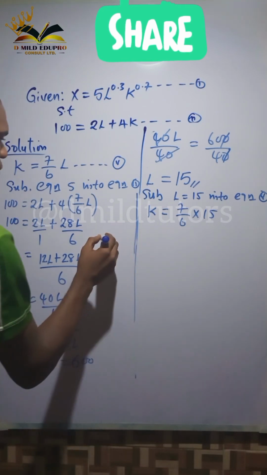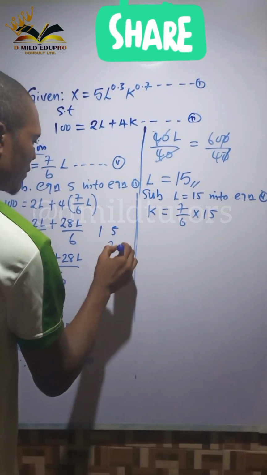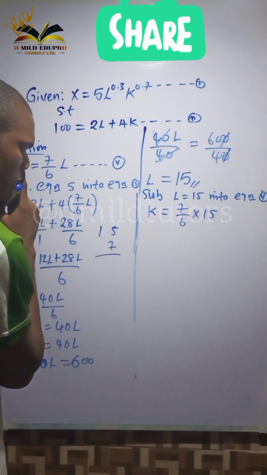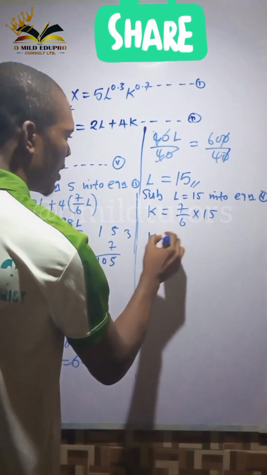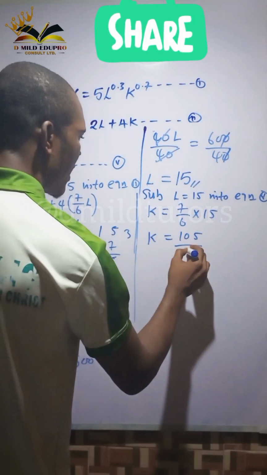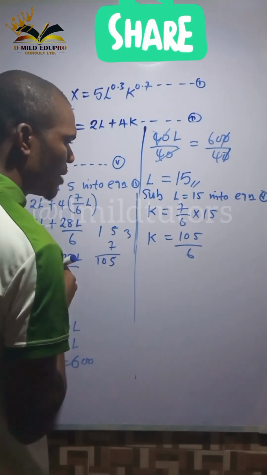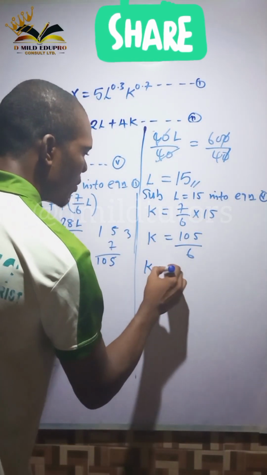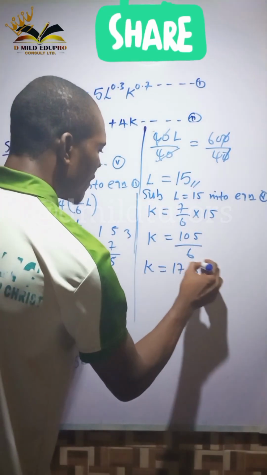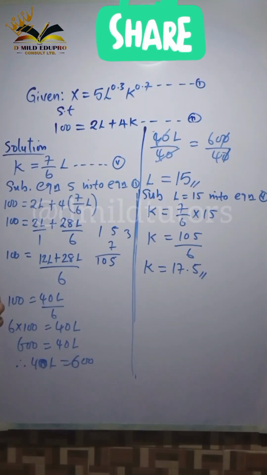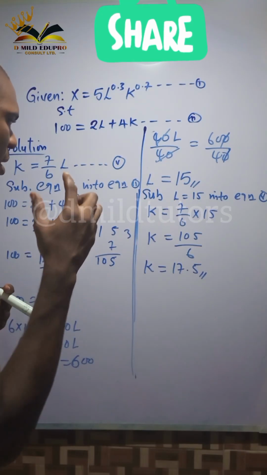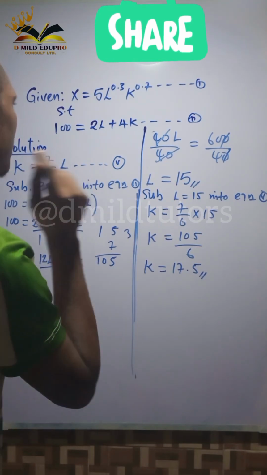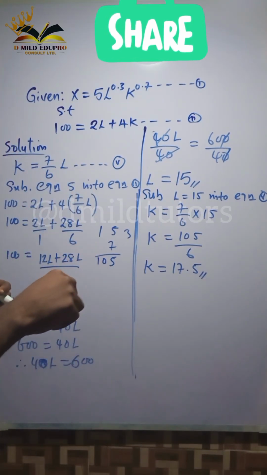So let's quickly do that. 5 times 7 is 35. 5 times 3 is 15, plus 3 is... so we have 105. K will be equal to 105 divided by 6. If you divide 105 by 6, our K will be equal to 17.5. Our K is 17.5 and our L is 15. So the question is, what are you going to do?